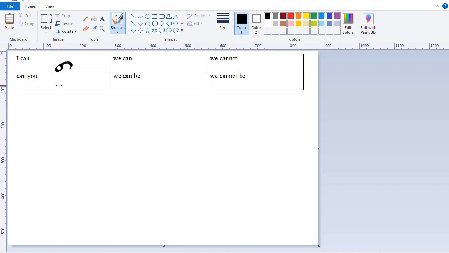I think we were able to transcribe this already a while ago. Next, can you? Can you? Next, we can. So, we have "we", and then "can". If anything is repeated, it's the book's fault. Next, we can be. We cannot. Next, we cannot be. We cannot be. Let's repeat, my "can" looks ugly.